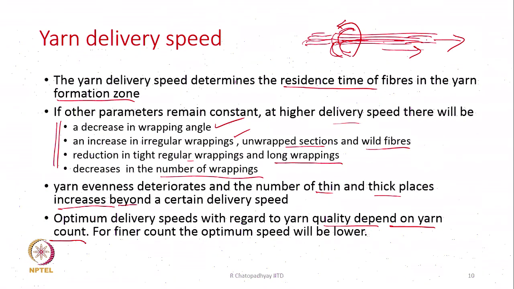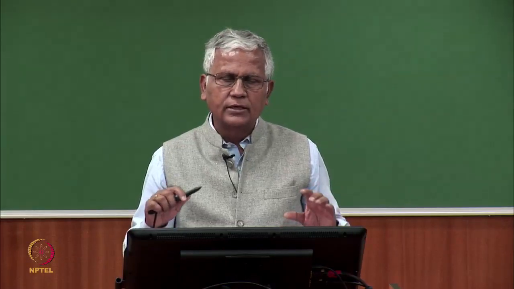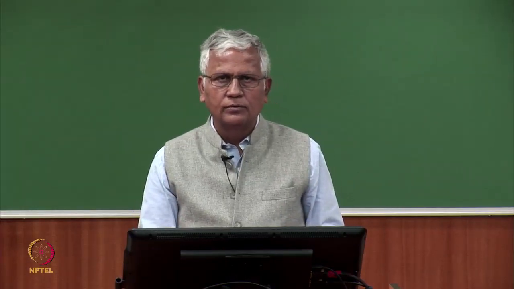So, there is an optimum delivery speed with regard to yarn quality, and it depends mostly on the yarn count. For a finer count, the optimal speed will always be lower. Finer count basically means the number of fibers in the cross section of the yarn is going to be less, and therefore the fibers chosen may also be a little finer, and hence the speed needs to be reduced, so that we can get quality wrapping around the core.